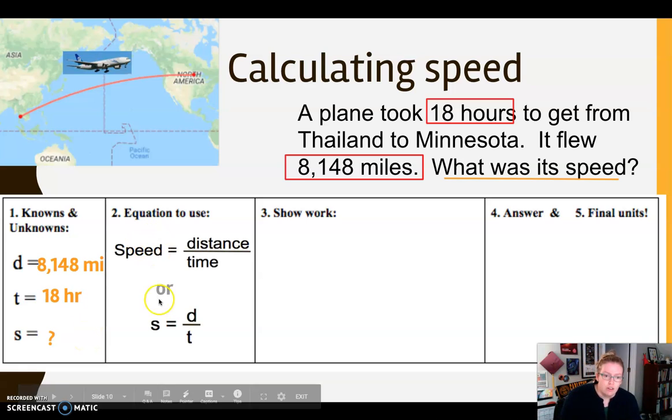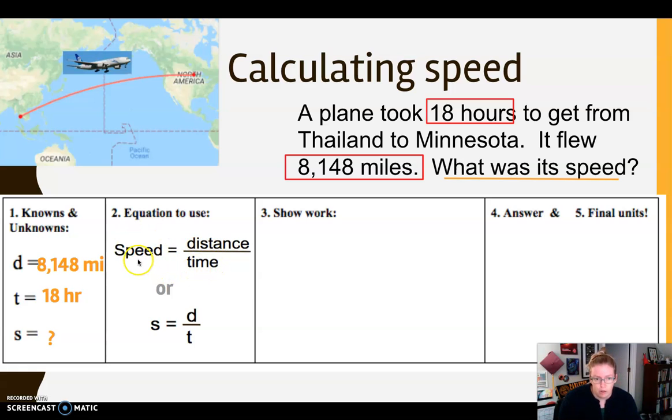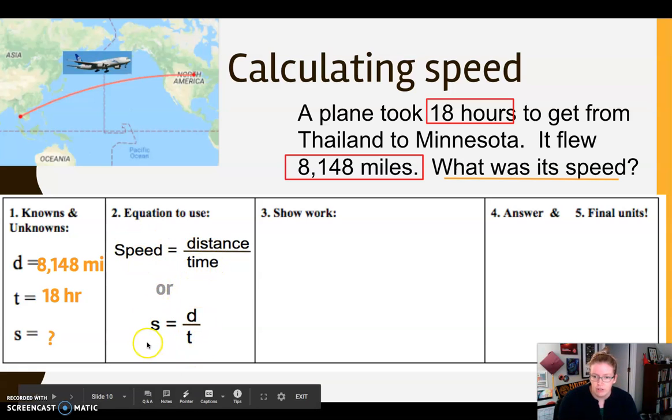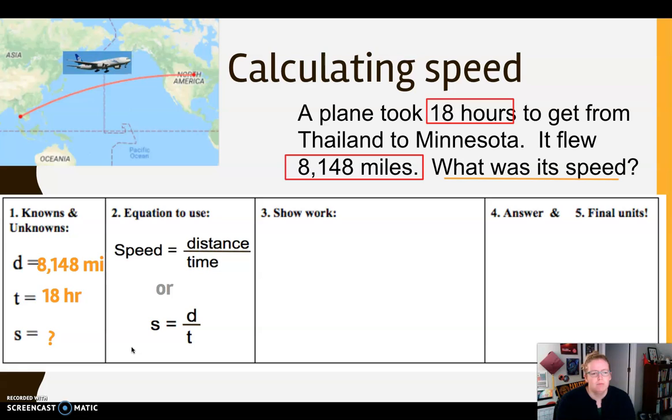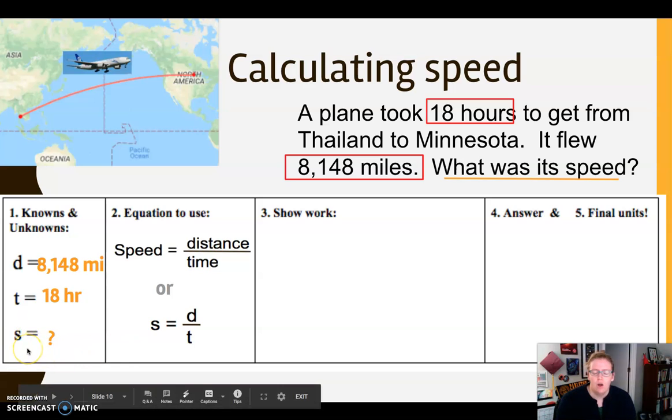Again, I can use either version of equation, written out in words or just in letters. And then I'd like you to take a moment and try to figure out, what work would you show in this problem? You're trying to calculate speed. What should you write down as your work in step 3?